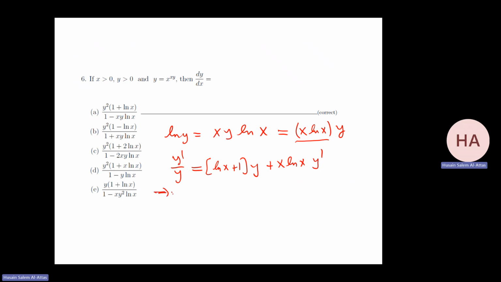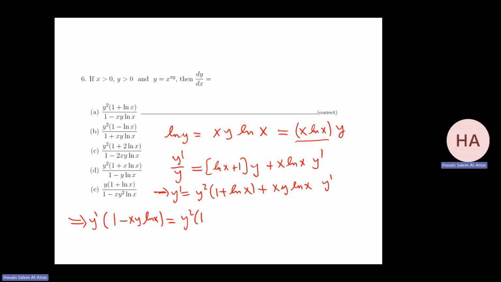Okay. So y prime will be what? Y squared times 1 plus ln x. I multiply by y. Plus xy ln x times y prime. So take y prime to this side. So I have y prime times 1 minus xy ln x equal the rest, which is y squared times 1 plus ln x. So y prime will be y squared times 1 plus ln x over 1 minus xy ln x, which is this one.